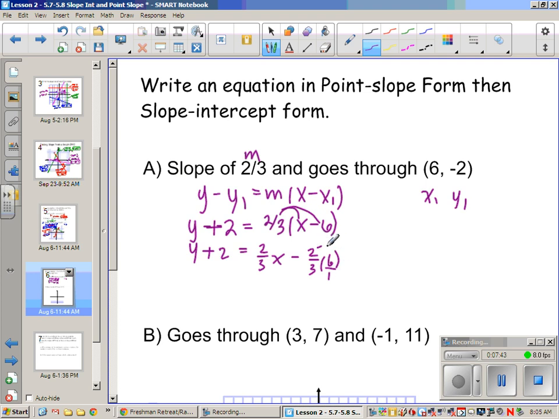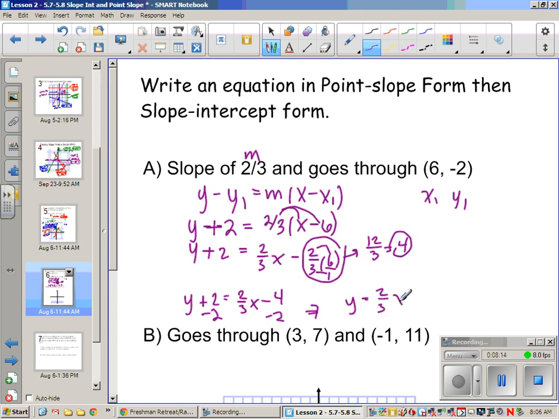I can put a 6 over 1 here and multiply the top and the bottom. So that's the same thing as, side note over here, this is the same thing as 12 over 3, which is 4. So I know that this whole thing right here is really the same as 4. So I get y plus 2 equals 2/3 x minus 4. So I subtract the 2 from both sides. My final equation is y equals 2/3 x minus 6, because -4 minus 2 is -6.